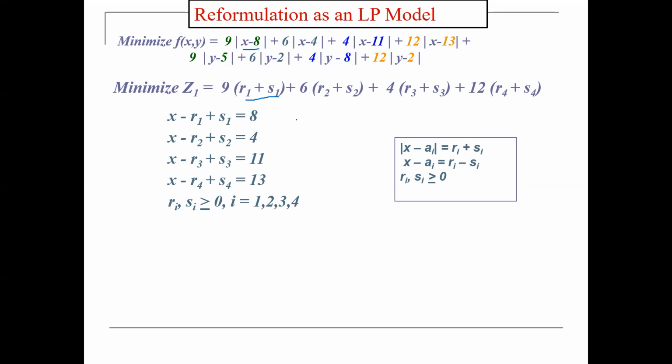Using that information, you can substitute this into the model. As you can see, this is now represented in terms of Ri and Si. This piece right here, which is the piece for X, is now substituted in terms of Ri plus Si.